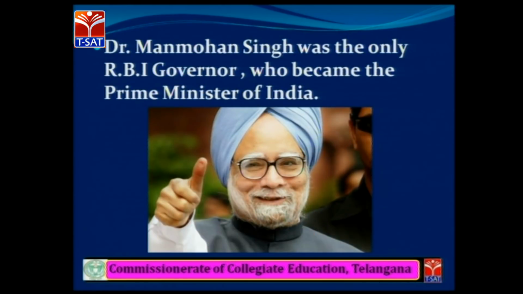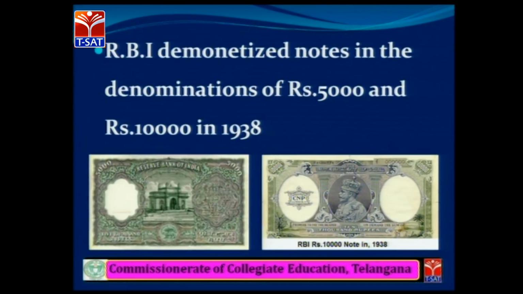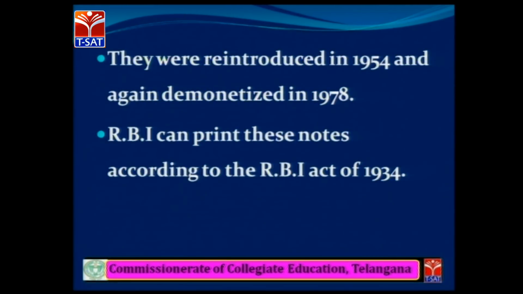Now, Dr. Manmohan Singh, who was our Prime Minister, was the only RBI Governor who became the Prime Minister of India. The only Prime Minister of India who also acted as the RBI Governor is Dr. Manmohan Singh. Now coming to demonetization, RBI demonetized notes in the denominations of rupees 5,000 and 10,000 in 1938. They were reintroduced in 1954 and again demonetized in 1978. RBI can print these notes of 10,000 and 5,000 according to the RBI Act of 1934.